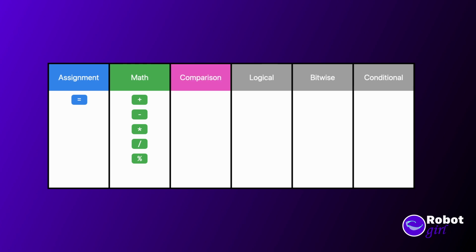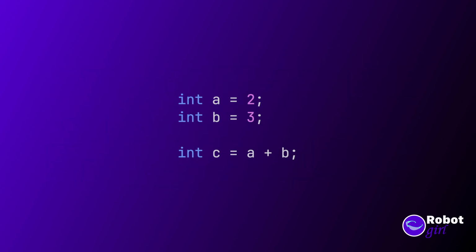Our third category, comparison operators, behave differently than all the operators we've seen up until now. For both assignment and math operators, the type of values that go into the operator are the same as the type that comes out. So if you add two ints together, you'll get an int back. But when you compare two numbers, the result is always a Boolean.